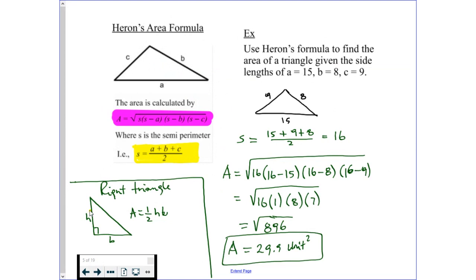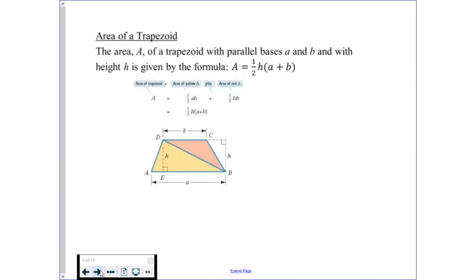So let's go to the next geometric figure. We're done with triangles here. Now we have something called a trapezoid. Trapezoids have two parallel bases, A and B. The top and the bottom here: A is the bottom, B is the top.